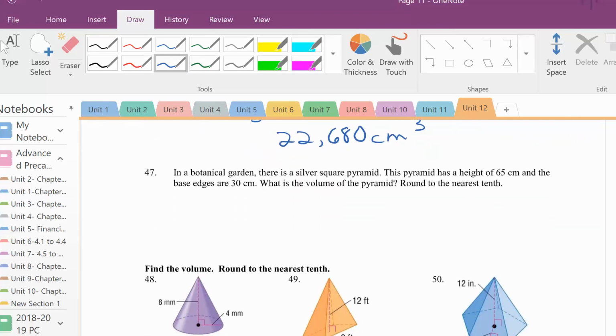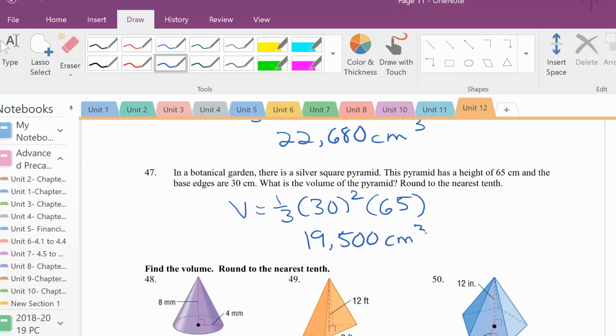In a botanical garden, there's a silver square pyramid that has a height of 65 and the base edges are 30. So it's 1/3 30 squared, because the base is a square, times the height, which is 65. And when you multiply that out, you get 19,500 cubic centimeters.